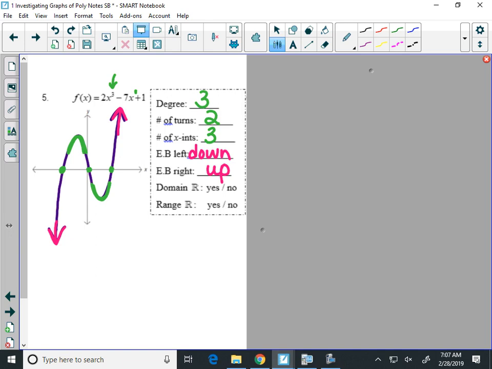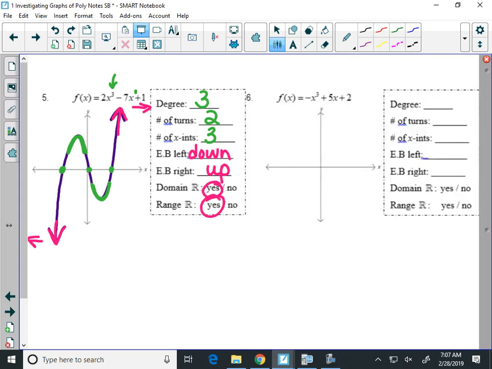Now my domain. It doesn't look like it, it's hard to tell here, but the arrow is going out to the left forever and out to the right forever. So the domain is, yes, all real numbers. Also, same with the range, because I have an arrow going down and an arrow pointing up, my range is all real numbers.